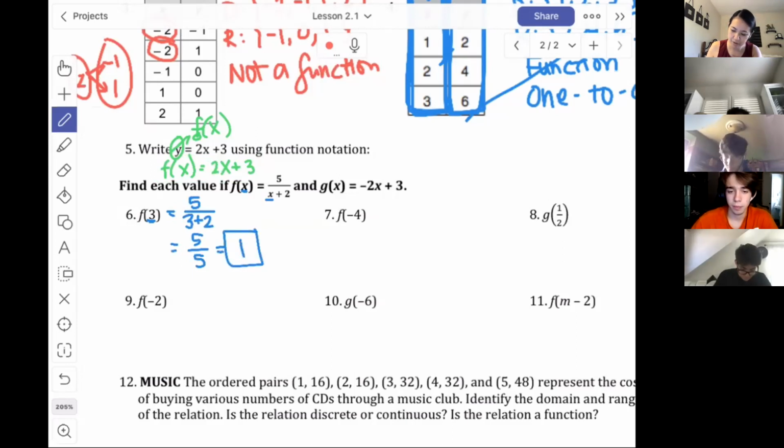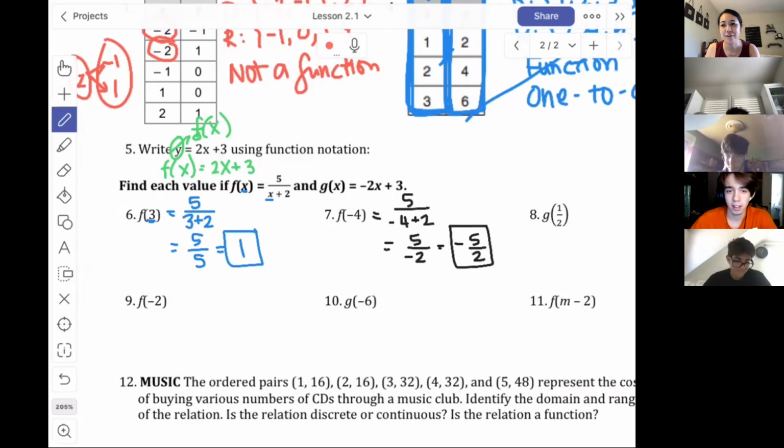Same thing with number 7, f of negative 4. So I have 5 over negative 4 plus 2. So I get 5 over negative 2, which is negative 5 over 2. All right, so that's it. You just substitute this number in for the x.